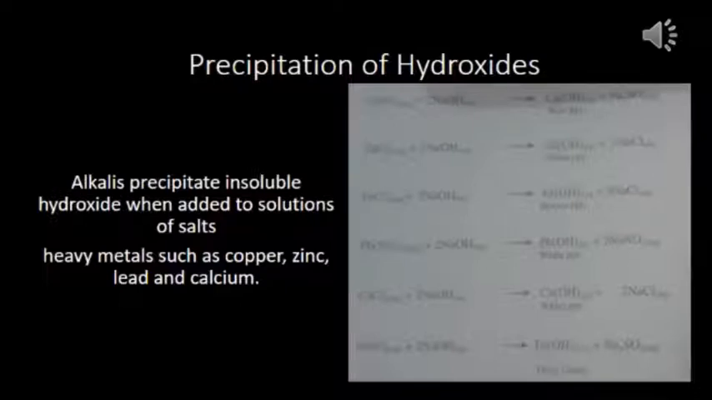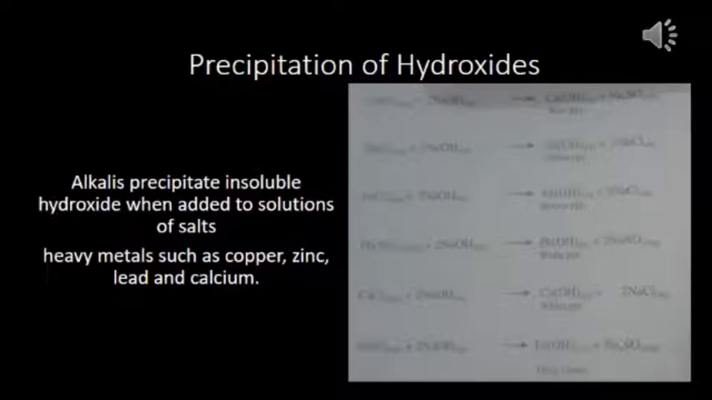between them. As you can see in the examples below, when copper sulfate reacts with sodium hydroxide, it produces a blue precipitate. When zinc chloride reacts with sodium hydroxide, it produces a white precipitate. Similarly, when iron chloride reacts with sodium hydroxide, it produces a brown precipitate. When lead reacts with sodium hydroxide, it produces a white precipitate.